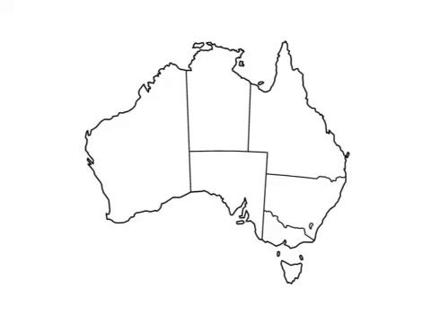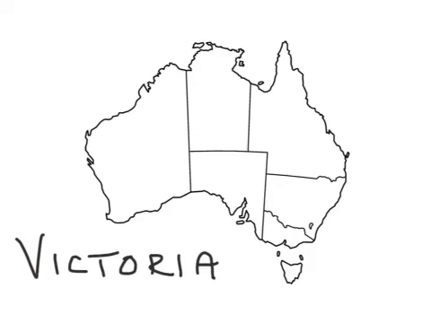Our sixth state or territory is this one right here. It's obviously a lot smaller than the others that we've looked at. This is the state of Victoria. And again, I'll give you a second to label that. You can probably write this one off to the side and then just have an arrow pointing to it. I'll give you a second to complete that.